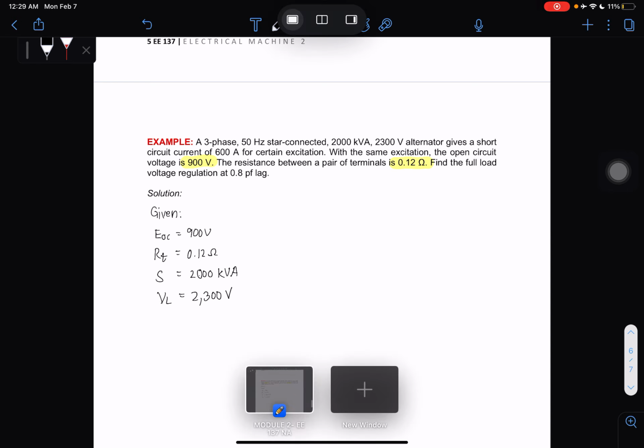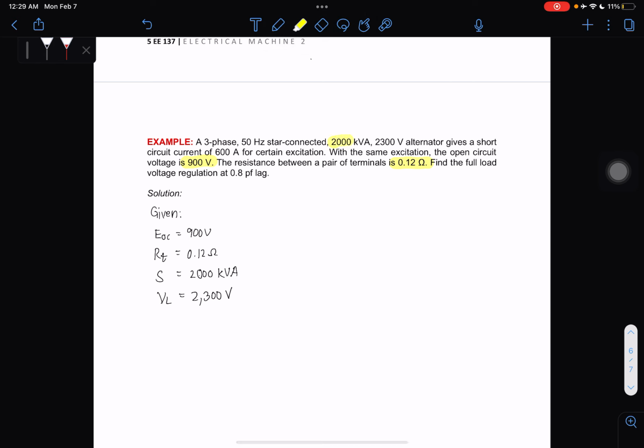So maura ba ni? So nanataan ni volts. Na-solve na nato sa nana. Wala na tayo na power factor. Power factor nga 0.8 lagging. So atong i-solve is the voltage regulation. So first, we need to solve for our Zp.